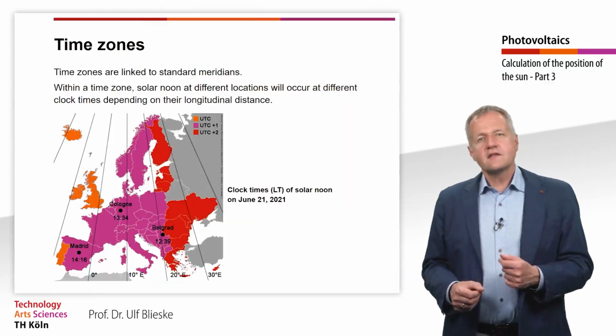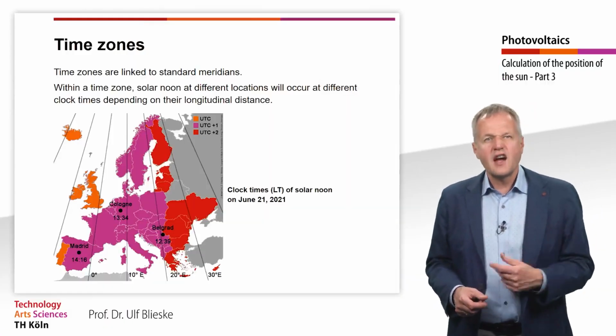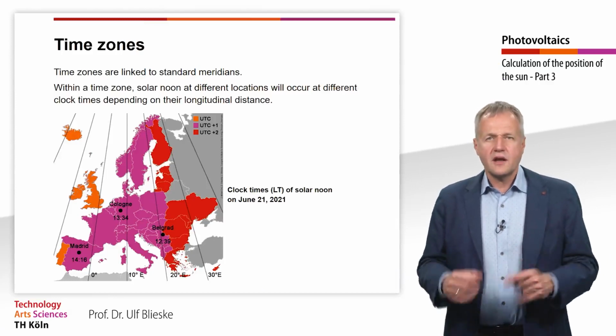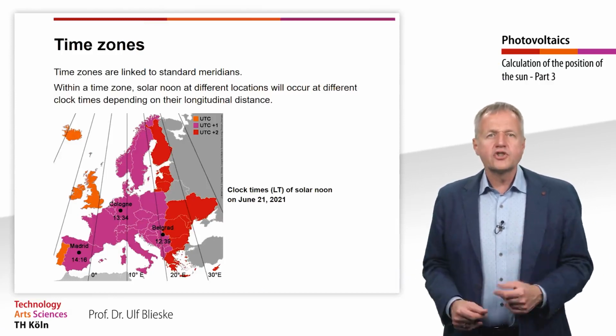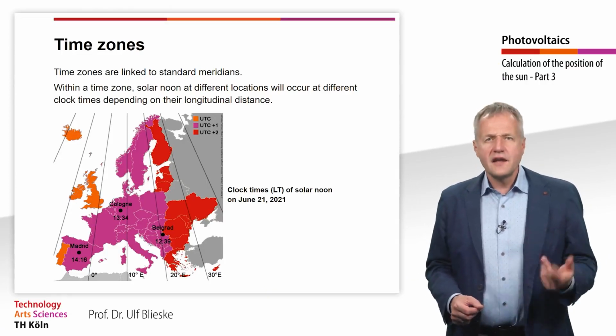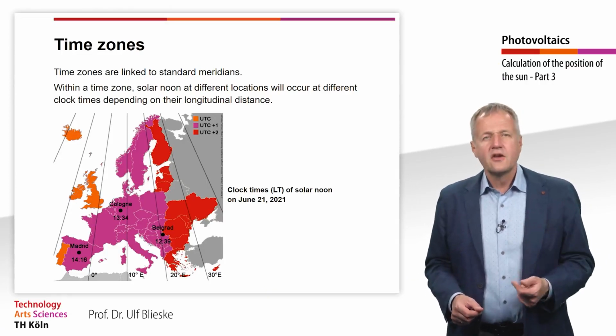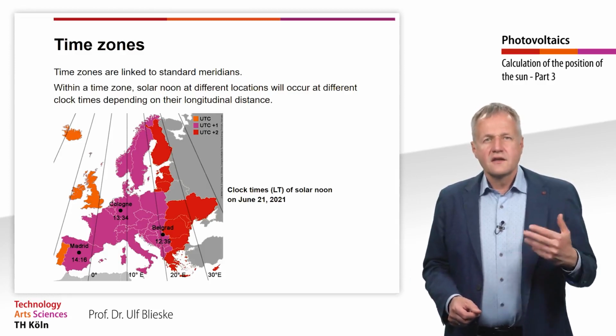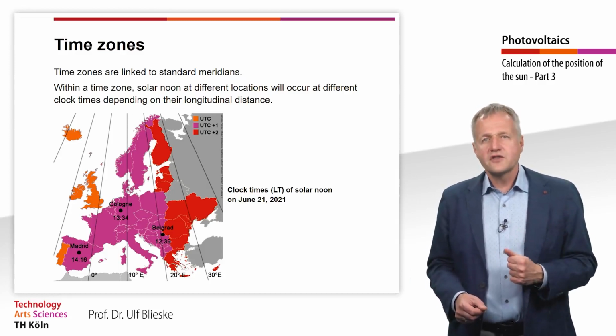As already stated, the clock or standard time LT is based on time zones. The map below shows 3 different time zones in Europe. The time zones are linked to standard meridians. UTC stands for Coordinated Universal Time.